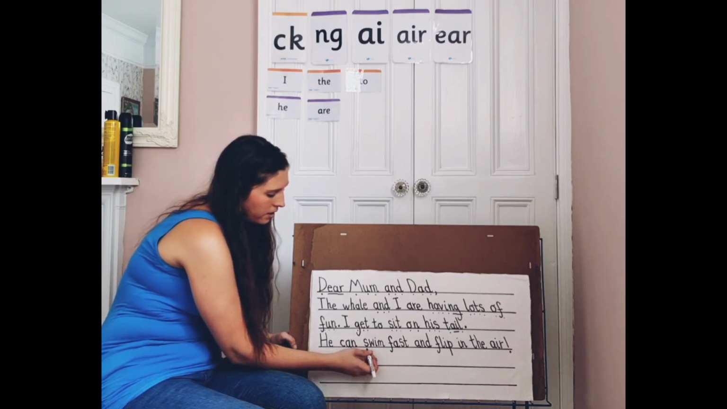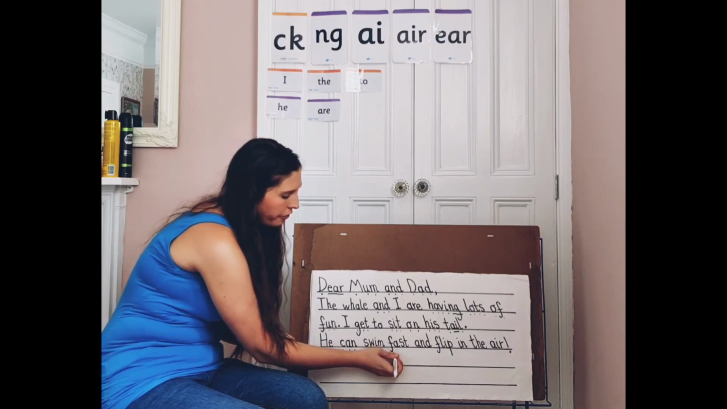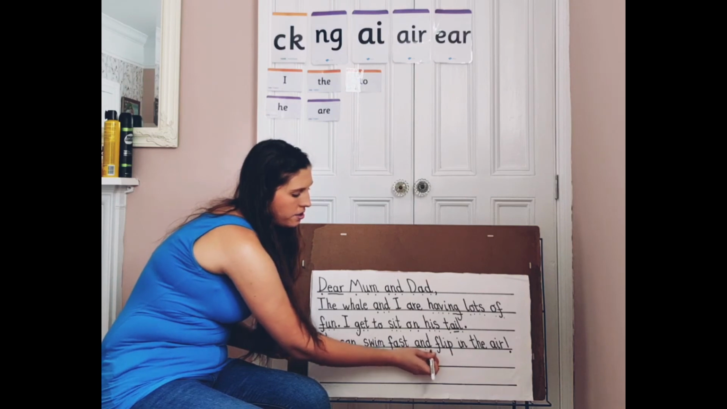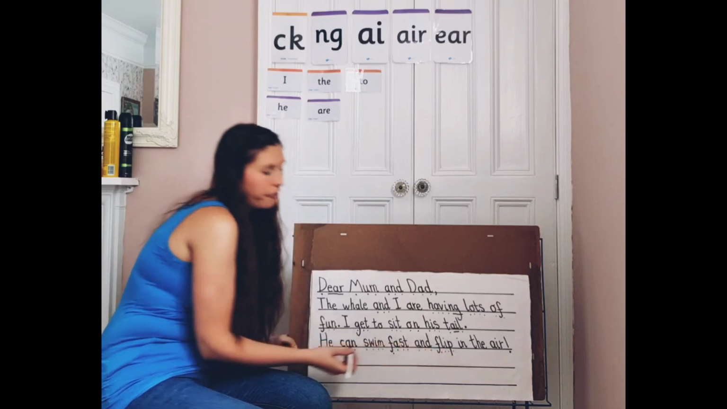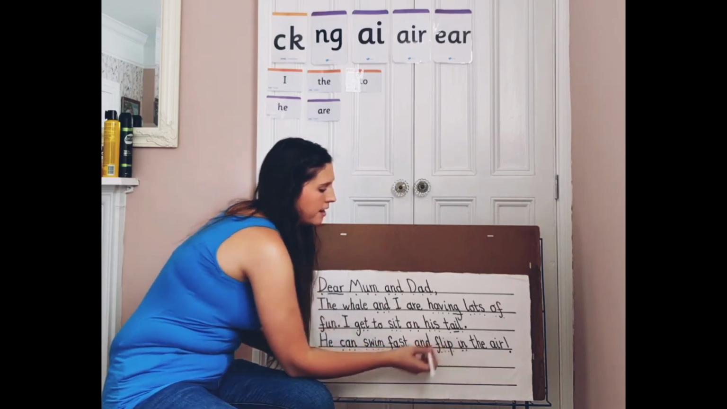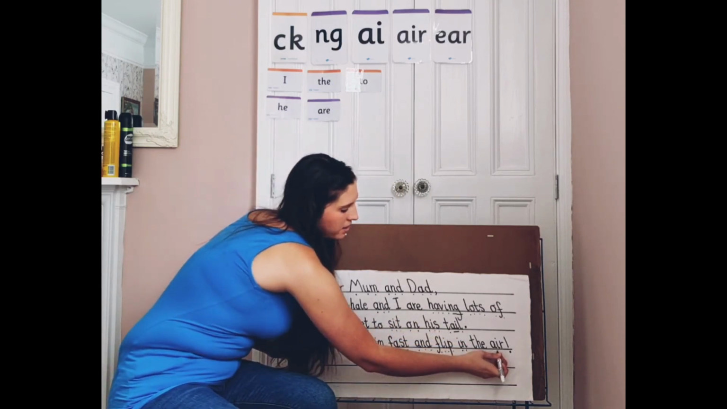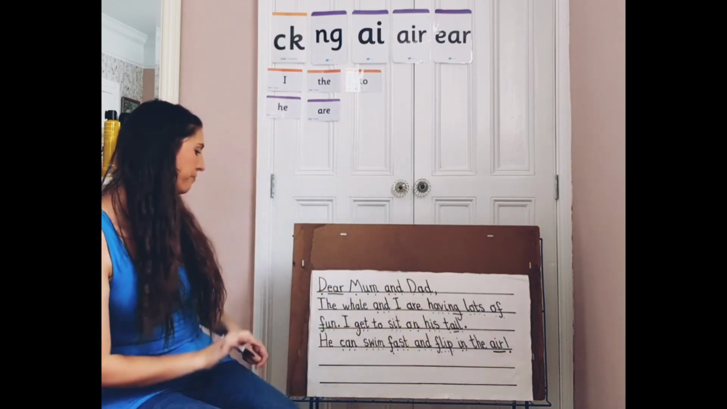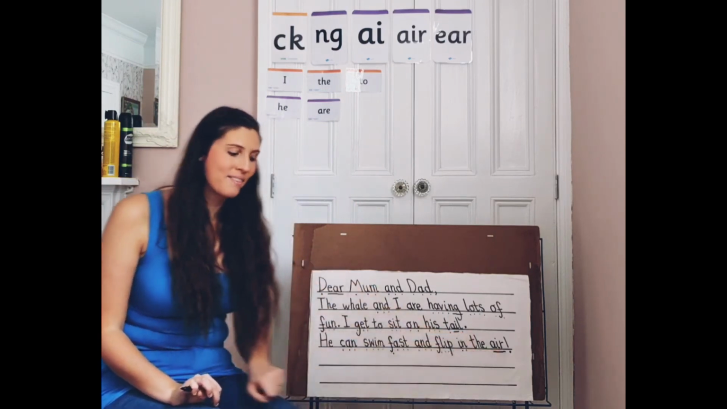Can, swim, fast, and, flip, in the, that doesn't need one, tricky word. Then air, that's going to have a line because it's a trigraph. Okay, there we go. He can swim fast and flip in the air.